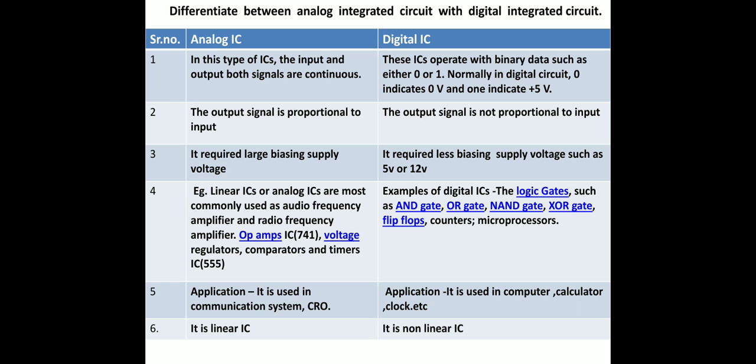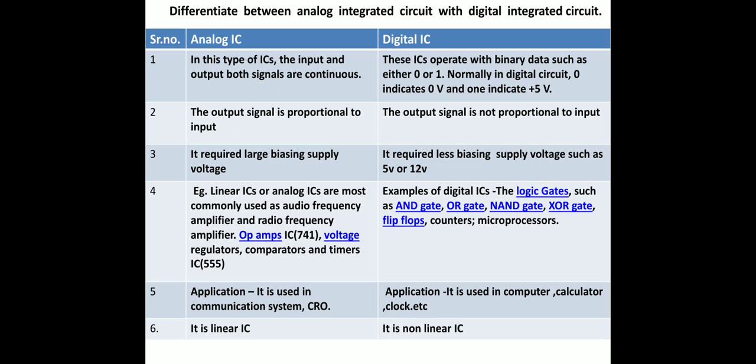A main important question is: define analog signal and digital signal. Another more important question: differentiate between analog integrated circuit and digital integrated circuit. In an analog IC, the input and output signals are both continuous. Digital ICs operate with binary data such as either 0 or 1. Normally in a digital circuit, 0 indicates 0 volt and 1 indicates plus 5 volt.